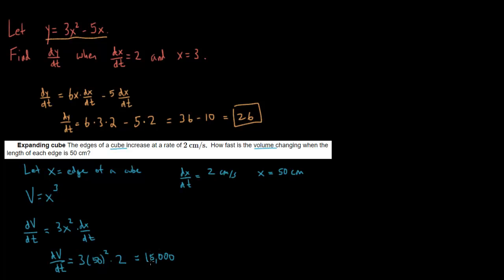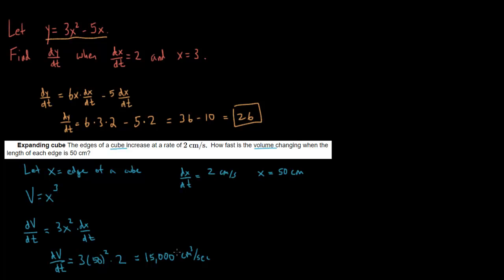But let's not forget our units here. Let's see, so 15,000, we're talking about the volume changing. And what is our time? Per second. So we're talking about volume changing, so volume is in cubic units, so it's centimeters cubed per second, since that's our time measurement. So you don't want to leave off your units, clearly.